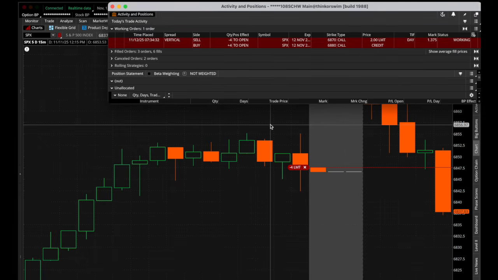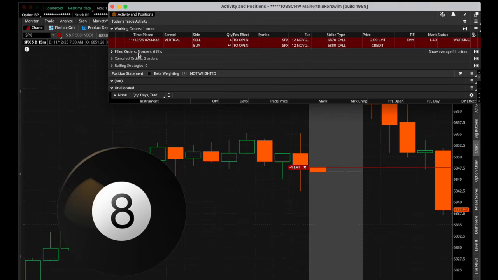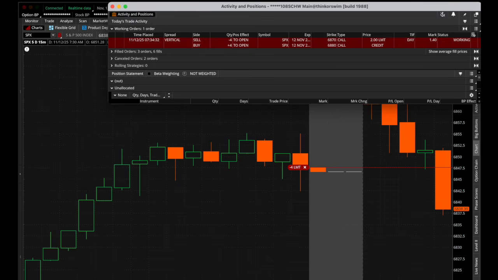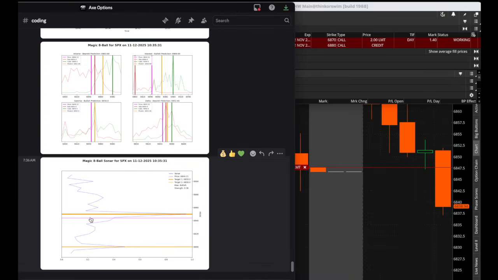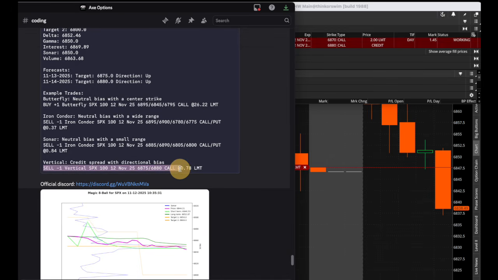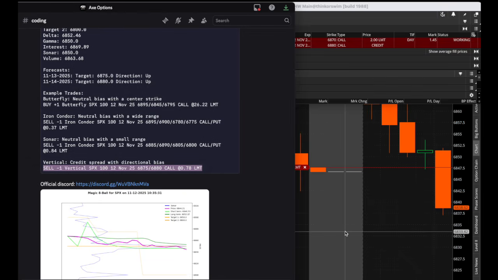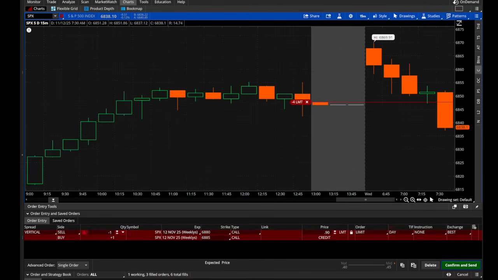So one of the members of our community created market prediction software we call the Magic 8-Ball. Cute, right? Every Monday, Wednesday, and Friday for the past two-ish years, I trade whatever vertical spread it suggests at 10:30 Eastern. I don't know if you know this, but you can copy and paste trades from Discord into ThinkorSwim. That's what I'm doing here.